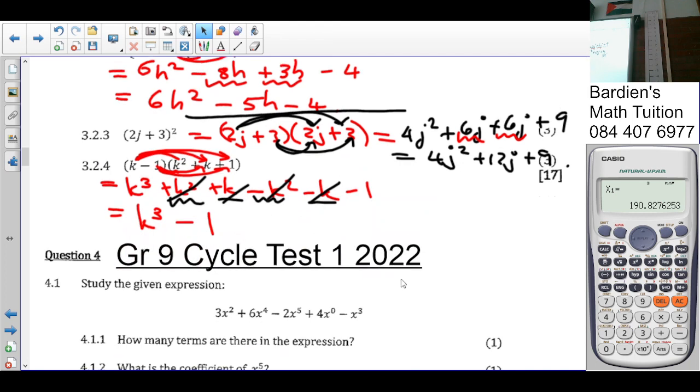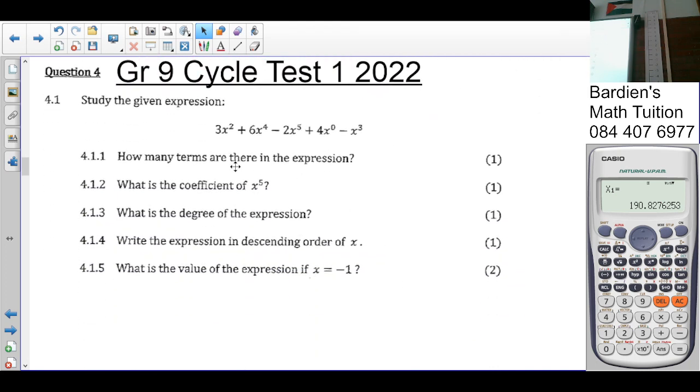The next one is question 4. In question 4, we are asked, how many terms are there in the expression? What separates terms is positive and negative signs. Okay, so there's 1, 2, 3, 4, 5 terms. 5 terms. In 4.1.2, what's the coefficient of x to the 5? Coefficient is the number in front, of course, is negative 2. Remember, the sign is part of the term, so it's negative 2.